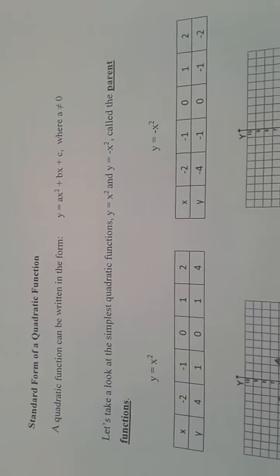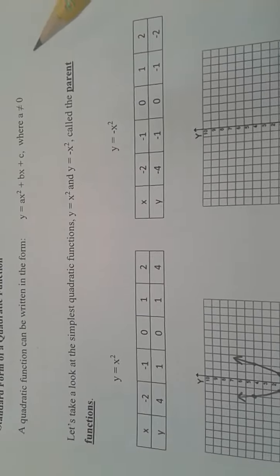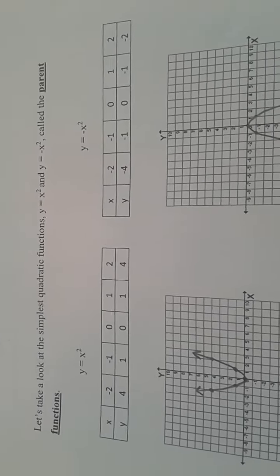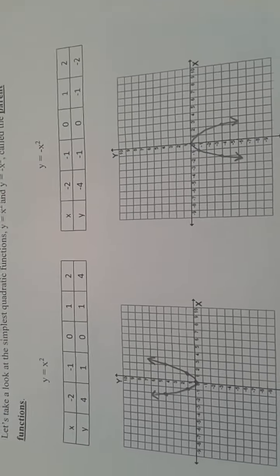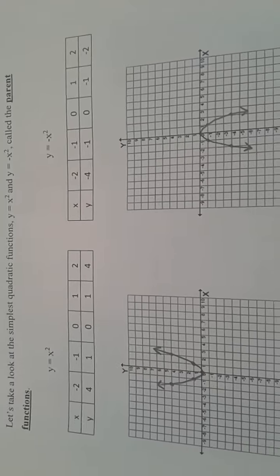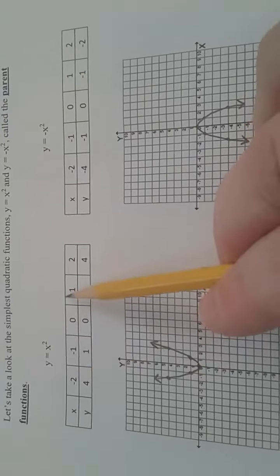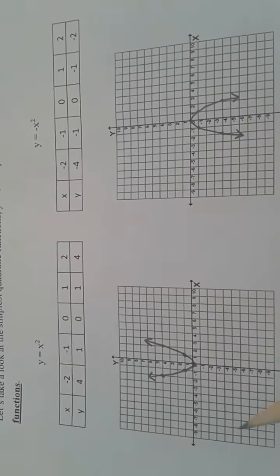Okay, so let's take a look at the simplest functions. We talked about these earlier in the year. The simplest function for any type of function would be called a parent function. So here's y equals x squared and y equals negative x squared. Now typically I would have you fill in the y values from these graphs in class, but as you can see, they're already completed. So what I'm going to take a look at here is x values from -2 to +2. If you plug those values in, you'll see you'll get these y values.